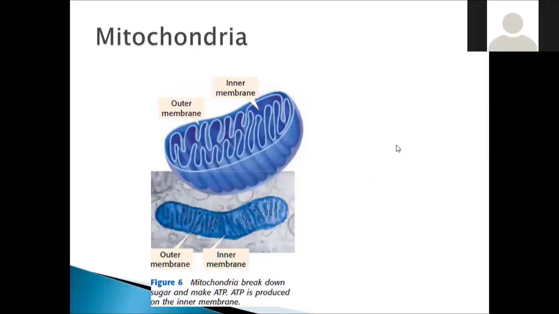Sir, mitochondria is responsible for whatever function it's performing on its own, and the nucleus is responsible for whatever functions are being performed inside the entire cell, right? Yes.